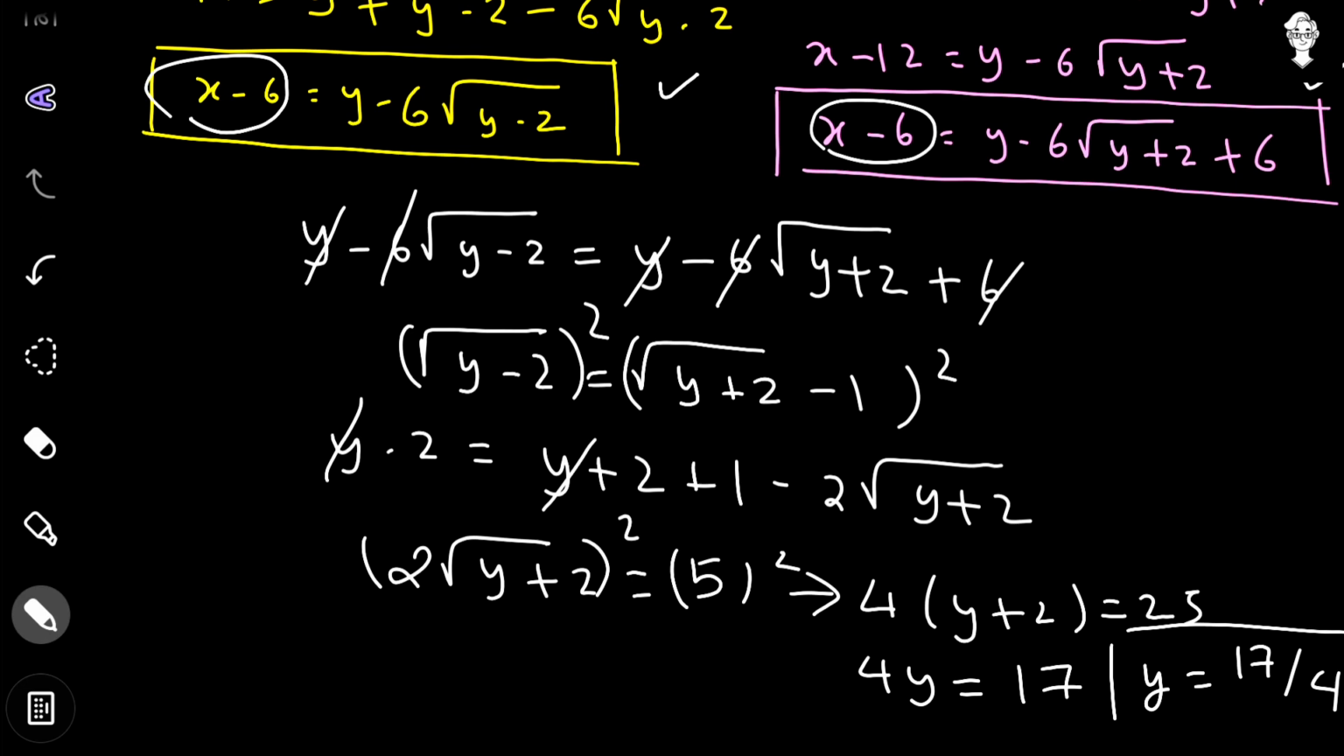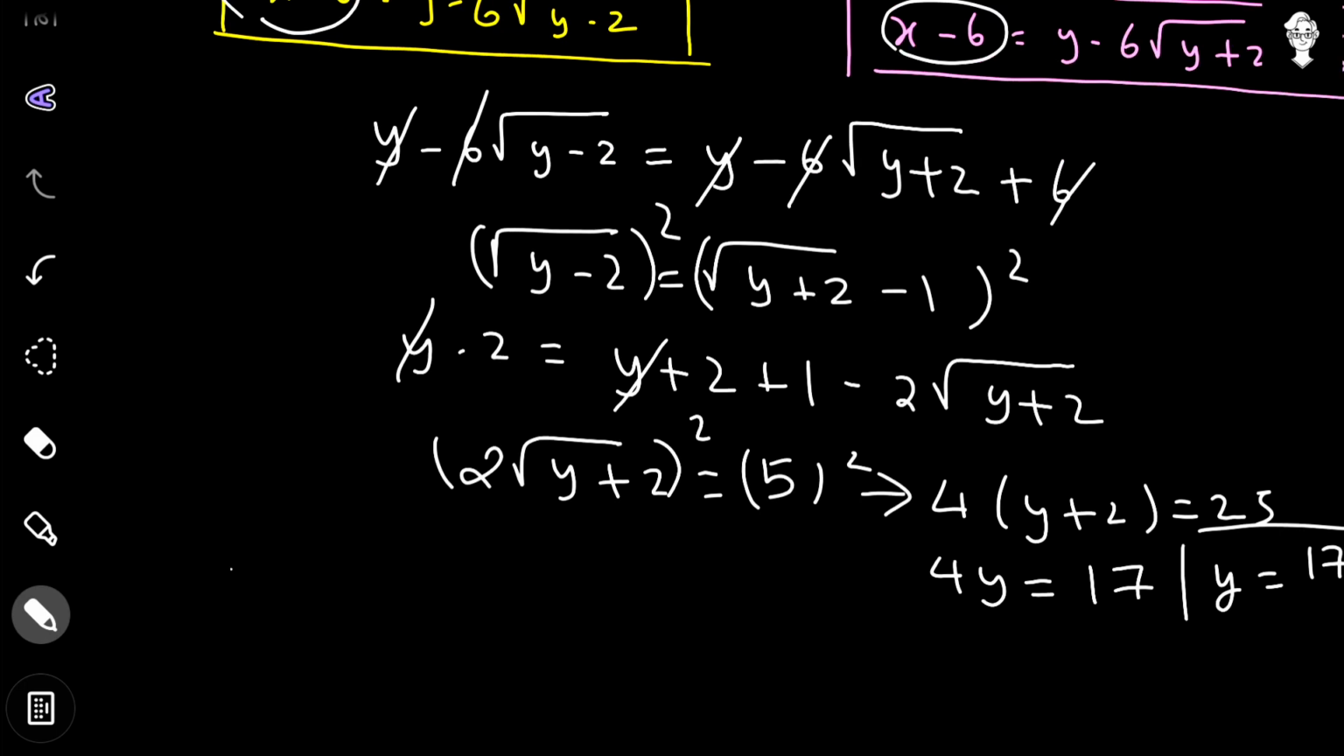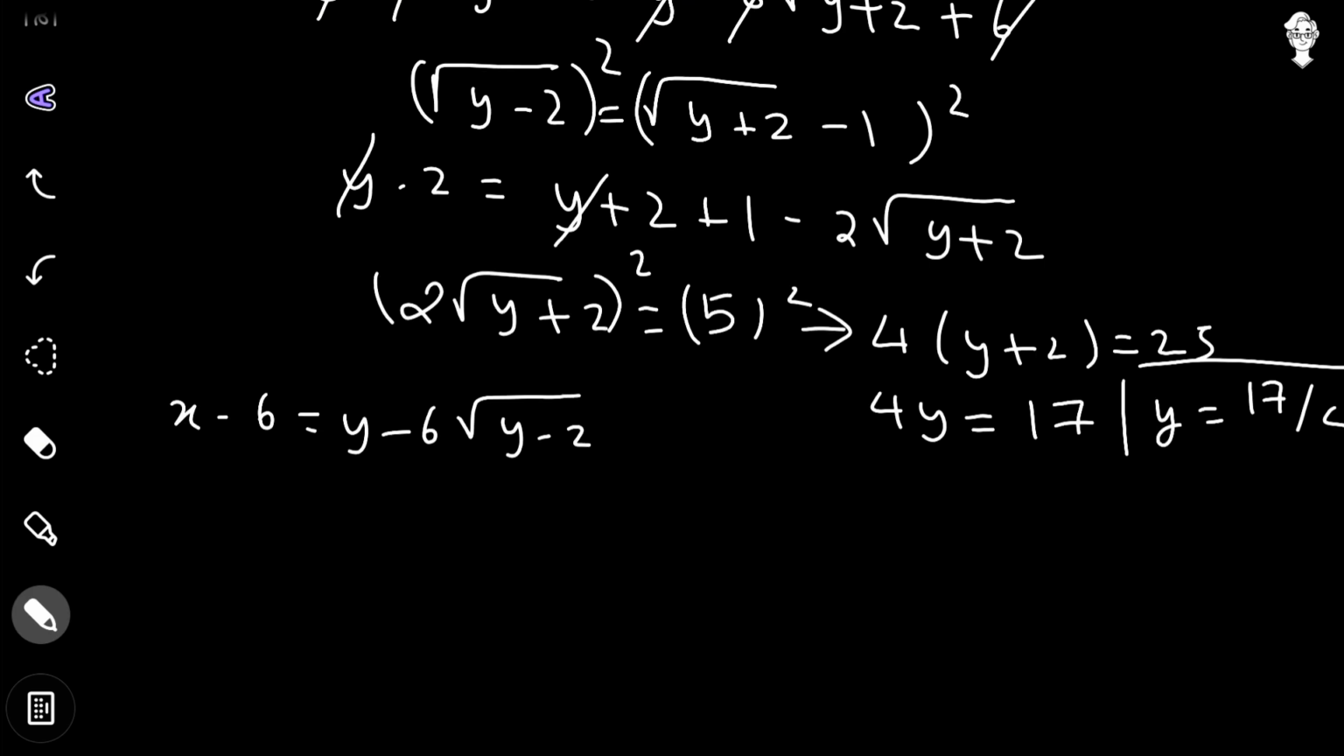So now you can simply put the value of y in the first equation or else the second equation, so as to get the value of x. I am putting it in the first equation. So the first equation is that x minus 6 is going to be equal to y minus 6 times square root of y minus 2. So now in this we have to replace y as equal to 17 upon 4. So x minus 6 is going to be equal to 17 upon 4 minus 6 times square root of 17 upon 4 minus 2. So now simplifying the thing present inside the square root.